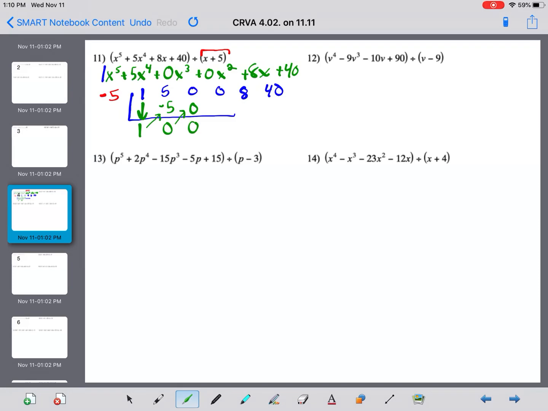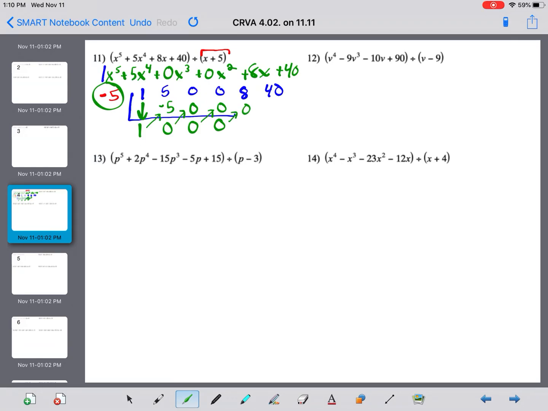0 plus 0 is 0. Take this 0 and multiply it by your negative 5. 0 times negative 5 is 0. Add your zeros together. You're like, Mr. P, I just keep getting zeros. Hang in there. 0 times negative 5 is 0.